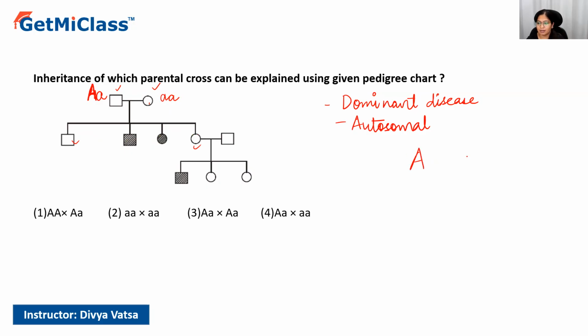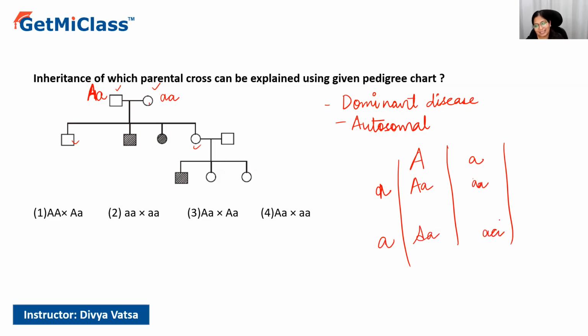Let's carry out a Punnett square test to see how the progenies look. So capital A, small a, small a, capital A, small a, small a, small a. That means two of the children are having the disease and two are not. So that proves that the female that we have over here is small a small a.